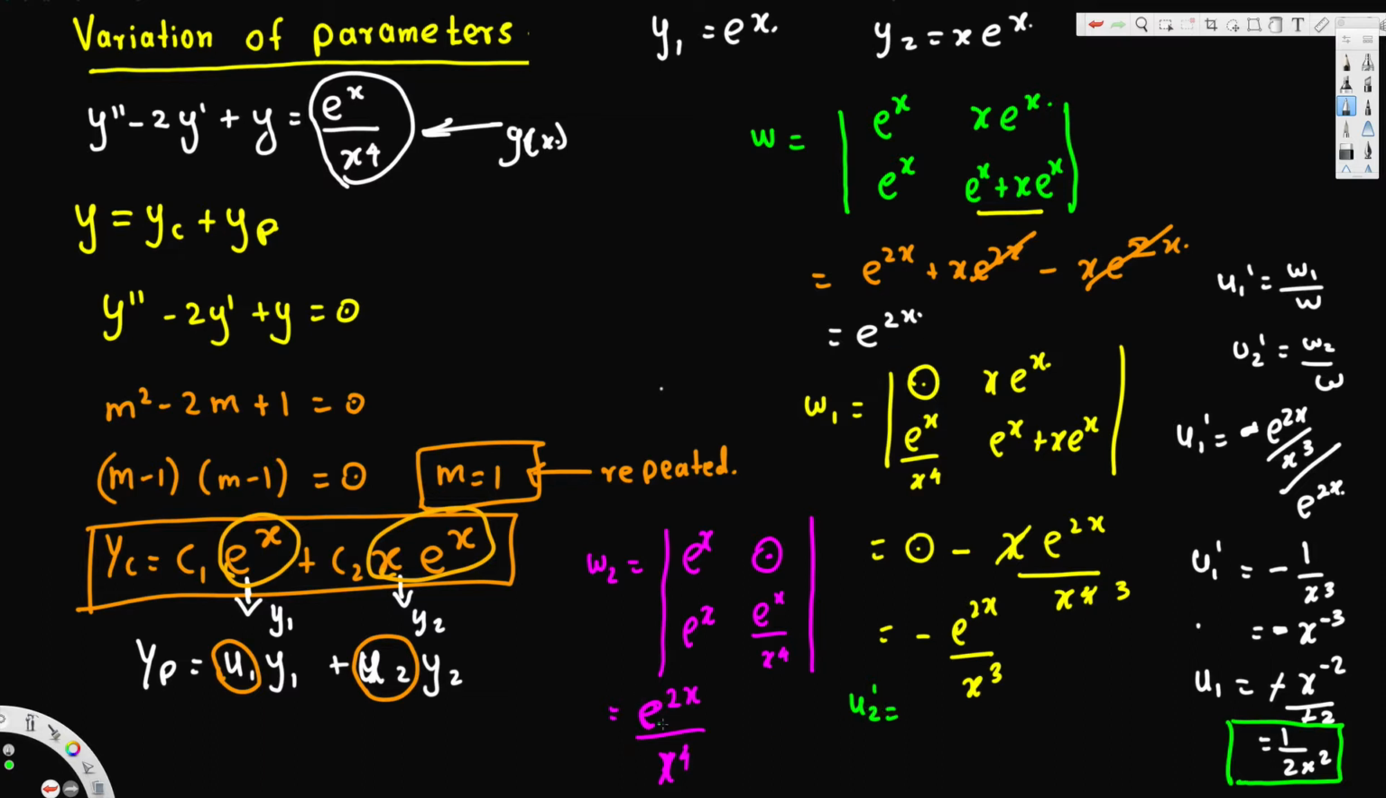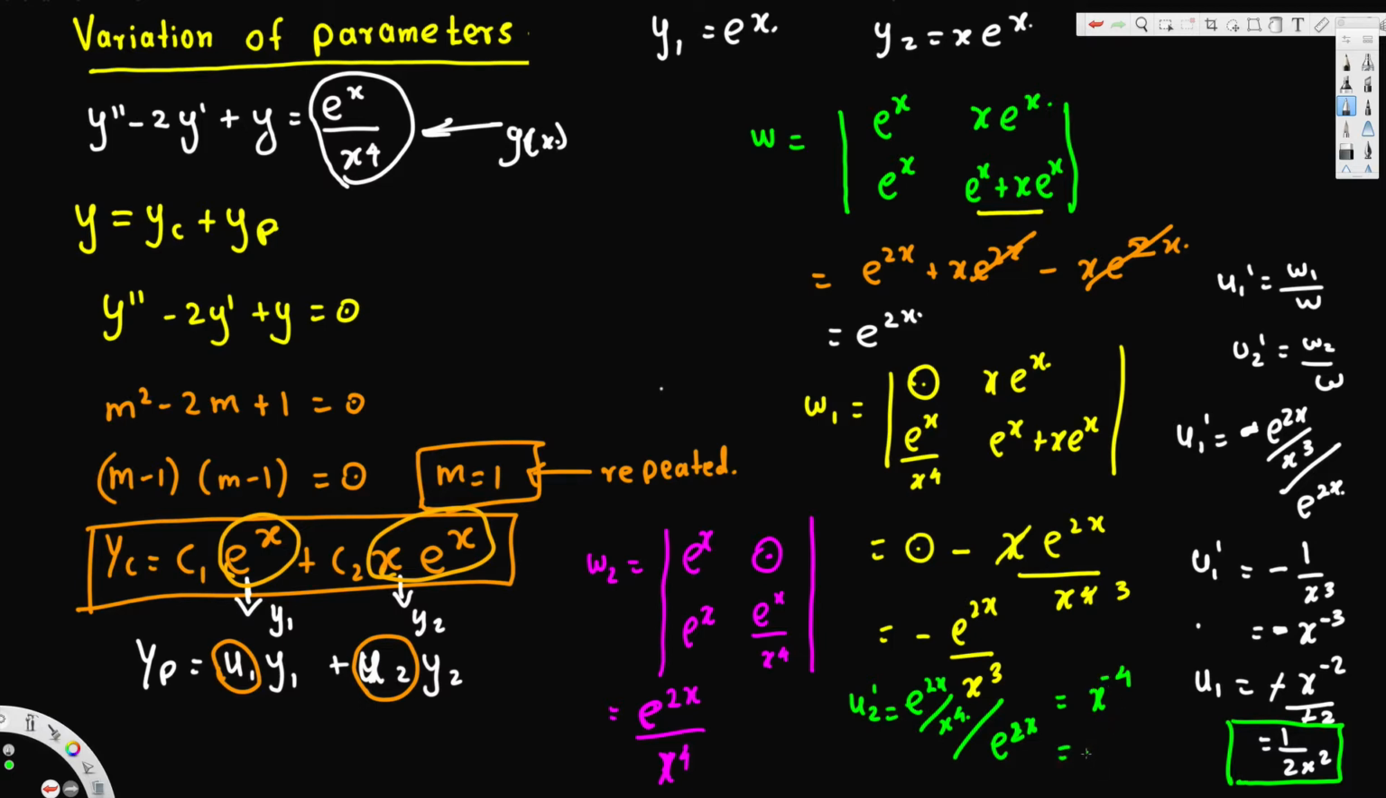We found out w2, that's e power 2x divided by x power 4. Then we have to divide this one by w, that's e power 2x. Here you can see e power 2x cancels each other, so we will end up with 1 over x power 4, or we can write it as x power negative 4. x power negative 4, if you integrate this one, this is going to be x power negative 3 divided by negative 3.